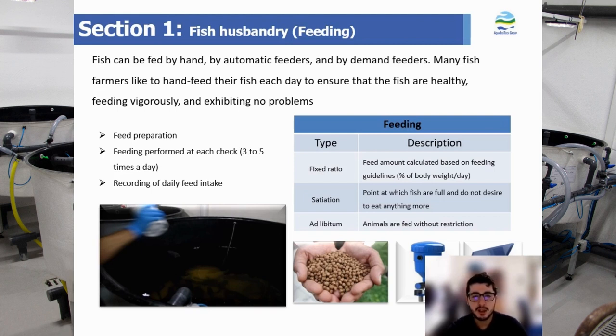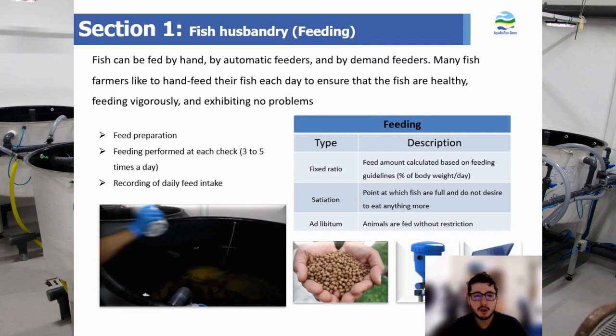There are some additional elements to consider as well, such as the amount of protein in the feed, which influences the ammonia level in the water. Protein levels are usually related to the life stage of the fish that you are raising, as younger fish require more protein for optimum growth. Fish can be fed by hand, by automatic feeder, and by demand feeders. Many fish farmers like to hand feed their fish to ensure that fish are healthy, feeding vigorously, and exhibiting no problem. The amount of feed provided depends on the final goal, growth, test, or production.